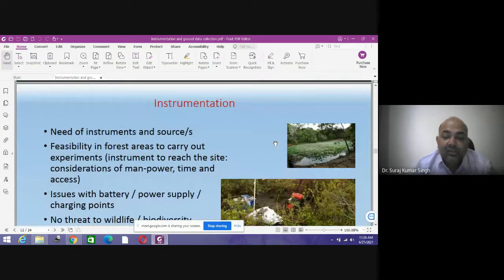And what are the instruments that are required? There is a need for instruments and a source. What are the instruments, and what kind of activity is it? Whether you want to go for forest density sampling, forest type sampling, or forest sampling, it all depends. Then, what is the feasibility in the forest to carry such instruments and equipment? Whether you can carry those instruments to reach the sites?